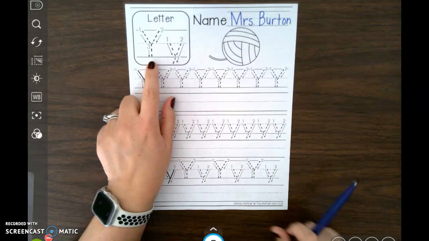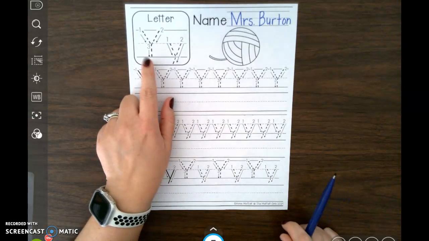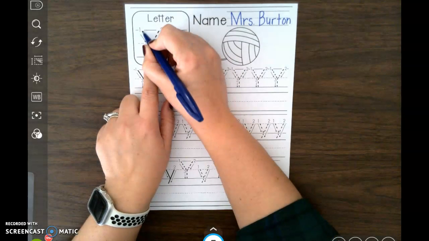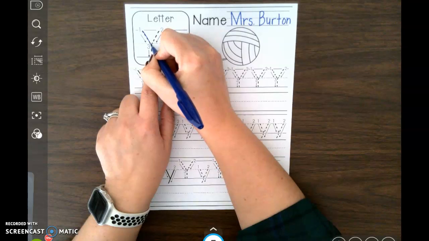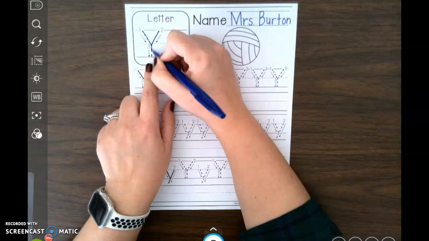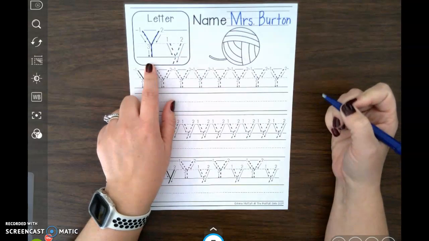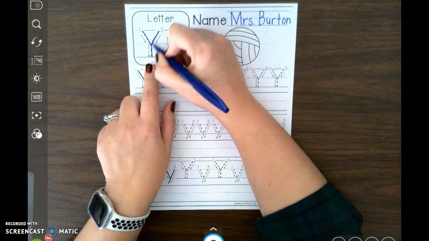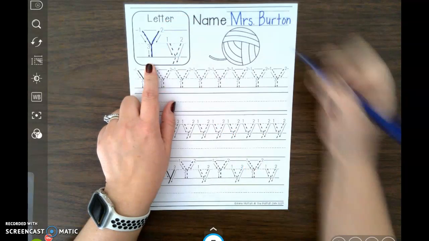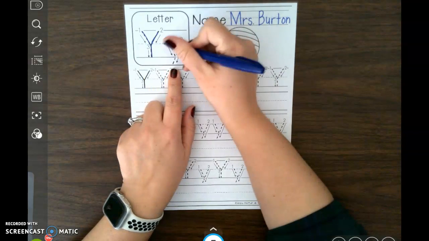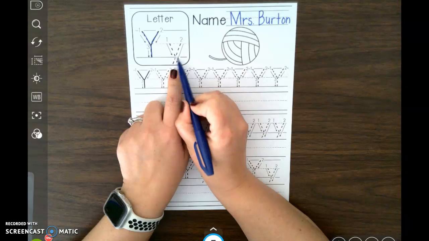So everybody put your pencil down, get your listening ears ready, and let's watch me do an uppercase Y. Uppercase Y goes little slant to the middle, little slant down to make a V, line down to the bottom. Watch me do that again. Little slant to the middle, little slant to make a V, line to the bottom. That's uppercase Y.